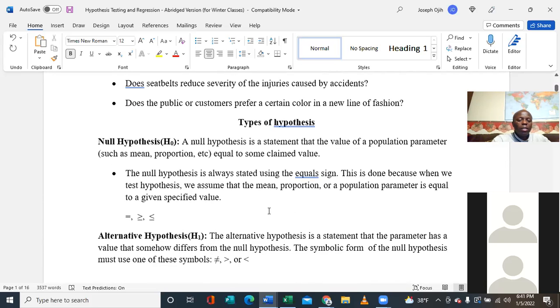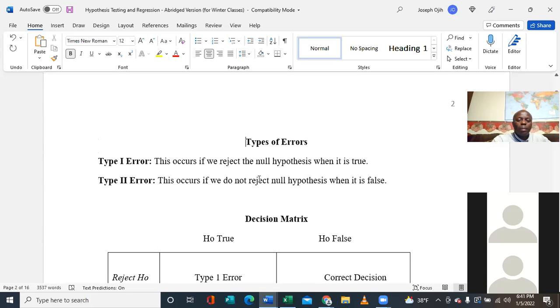Okay. Now, the next one is the type 2 error. In this case, we do not reject the null hypothesis when it is false. It is false, and yet we do not reject it. In that case, we have committed a type 2 error.